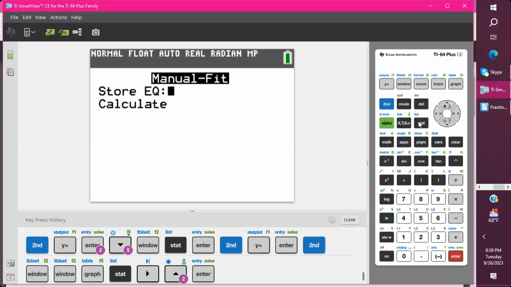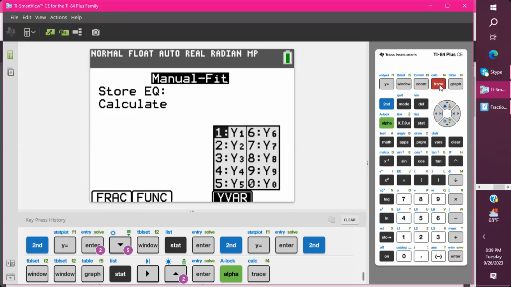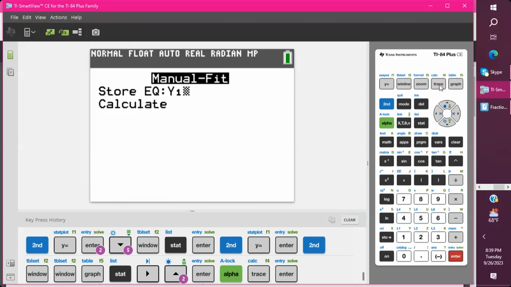So I'm going to hit enter to turn on my manual fit. I want to store my equation once we calculate and come up with it. So I'm going to use the alpha trace key, because that is the shortcut now to get to all of my equations. I'm going to simply store it in Y1. The other way that you can get to Y1 is to go to vars and then over to Y vars and things like that. But again, there's multiple ways to get to everything.